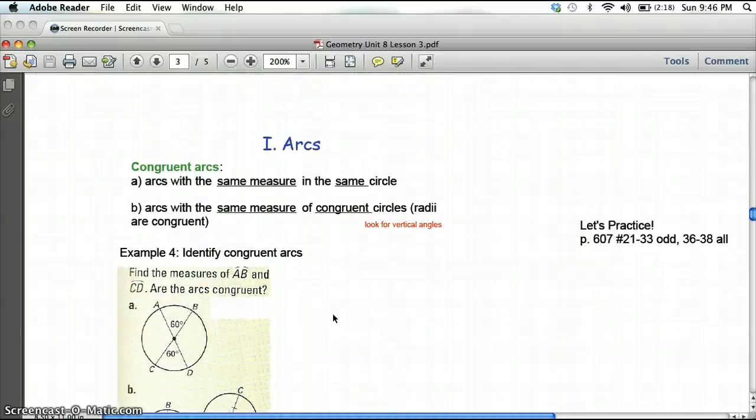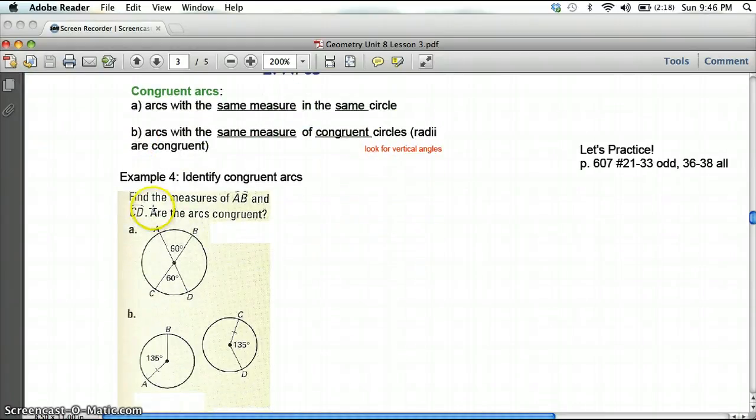Okay, so let's talk about arcs and congruent arcs. So A says arcs with the same measure in the same circle. And congruent arcs are also arcs with the same measure of congruent circles. So let's look at example 4.